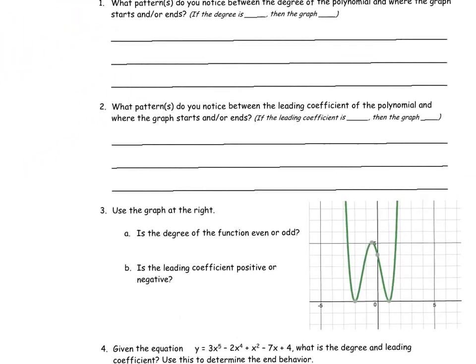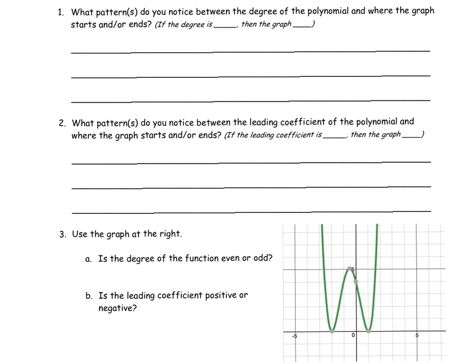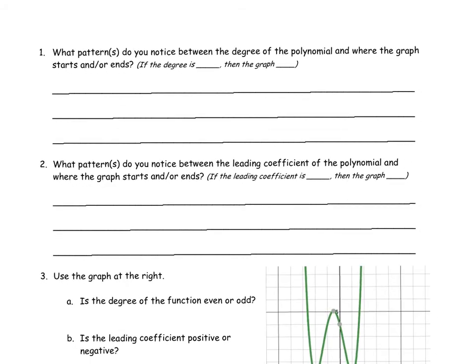Okay, so I'm gonna let you finish this up, but I think I do want to look at the back with you guys and kind of fill this in, because I did this with my other classes too. So I kind of want to do it with you guys. What patterns do you notice? What does it say for number 1 here? What patterns do you notice between the degree of the polynomial and where the graph starts and ends?